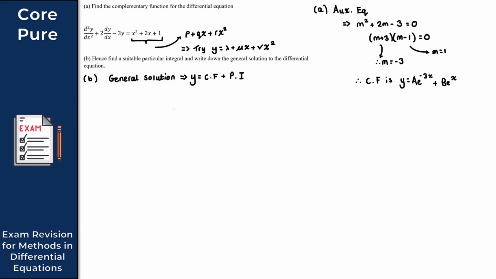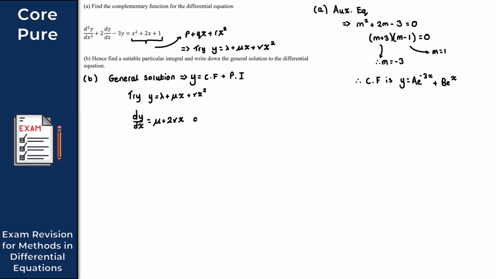Okay, so let's make a note again here underneath. So we're going to try then this particular integral: y is equal to lambda plus mu x plus nu x squared, like so. So what we require here then is dy by dx, which in this case would simply give us mu plus 2 nu x there, like so.